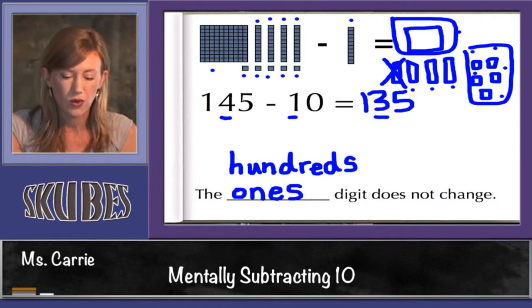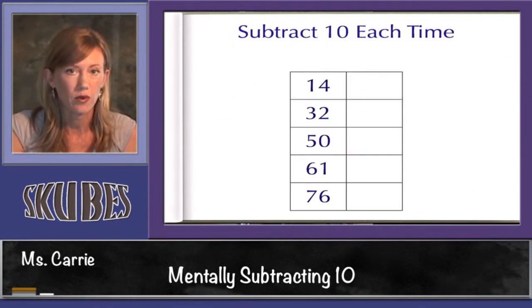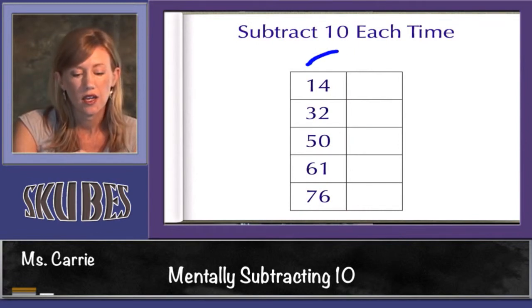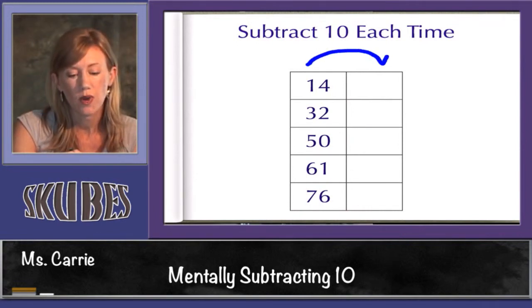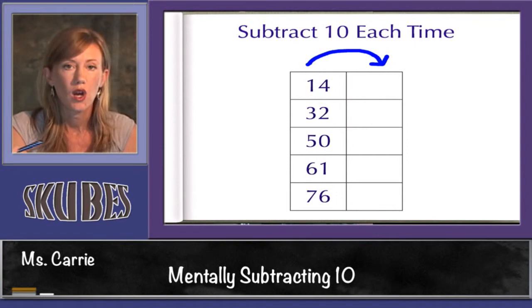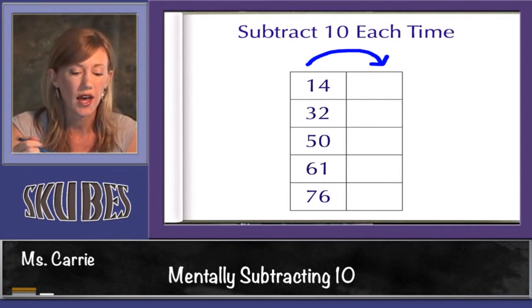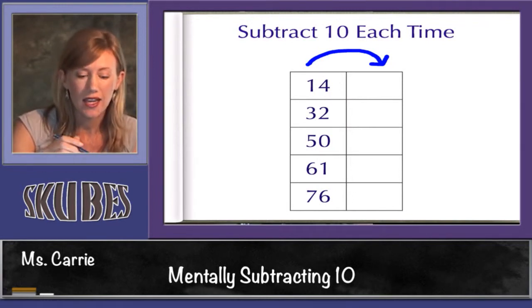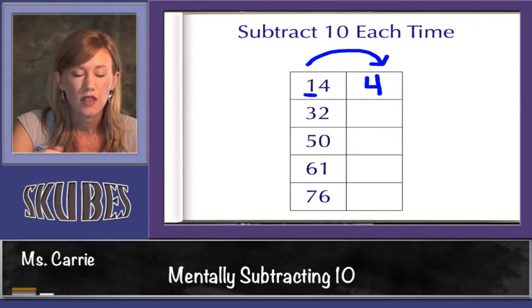Let's see if we can do this mentally now in our head without drawing pictures. We're going to start on the left side, and each time we go to the right side in this next box, we're going to come up with the answer that's subtracting 10 from that number on the left. So if we had 14 and we took away 10, we would be left with 4. We lost this digit here, which would be a 0, and the 4 in the 1's place stays the same.